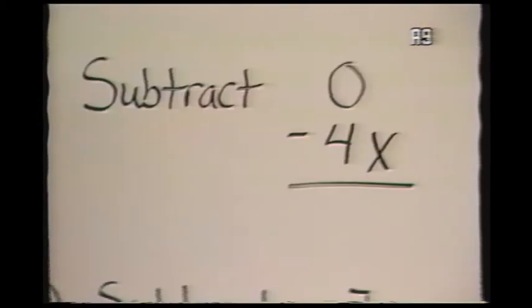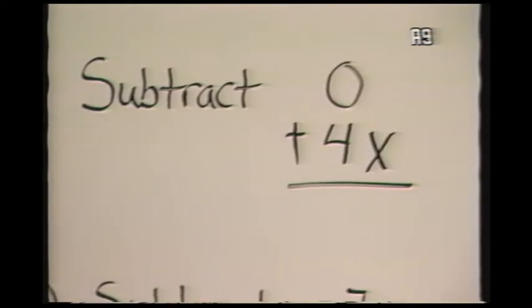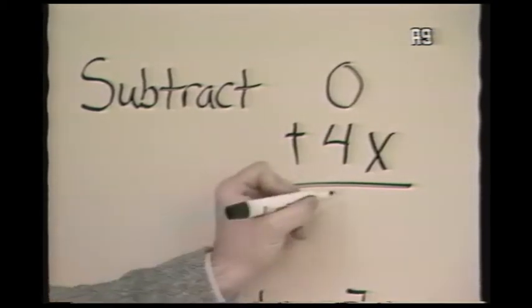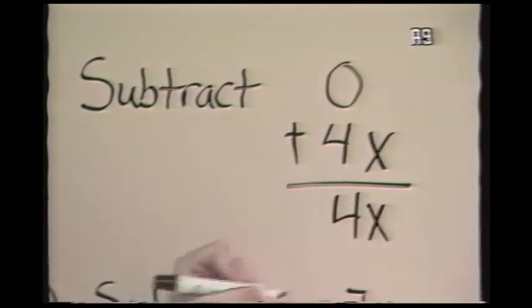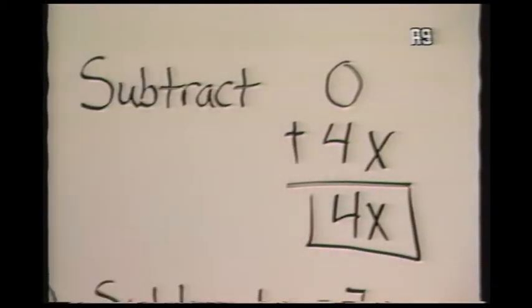Problem number 2. Subtract negative 4x from 0. Change the sign of the bottom term, follow the rules of addition. 0 and 4x is 4x. The answer, positive 4x.